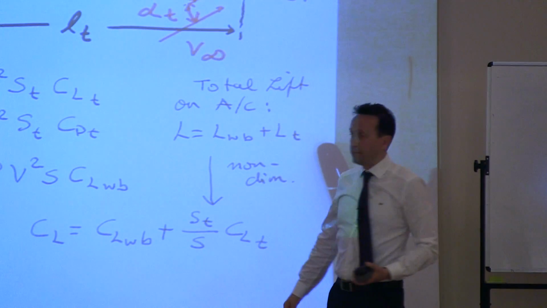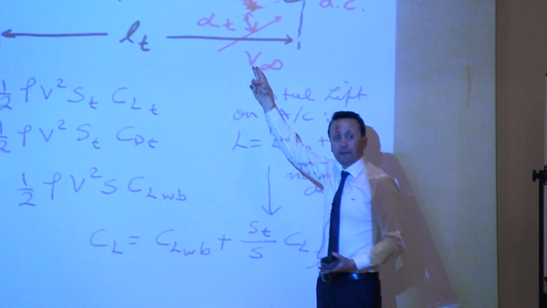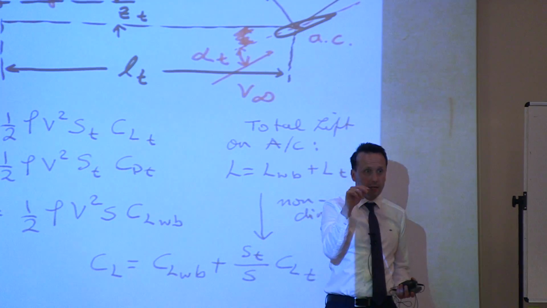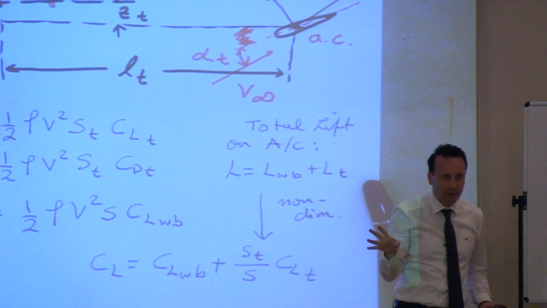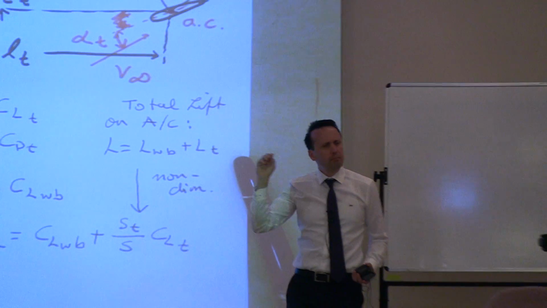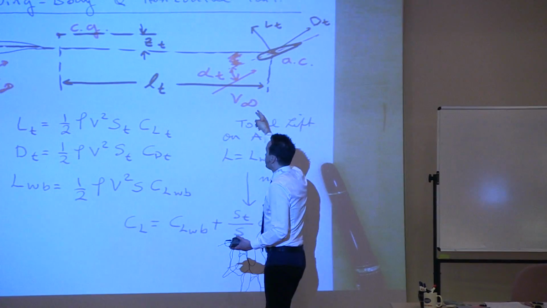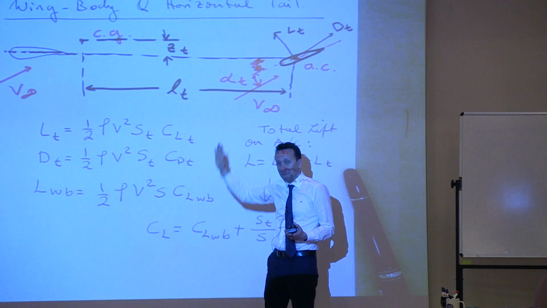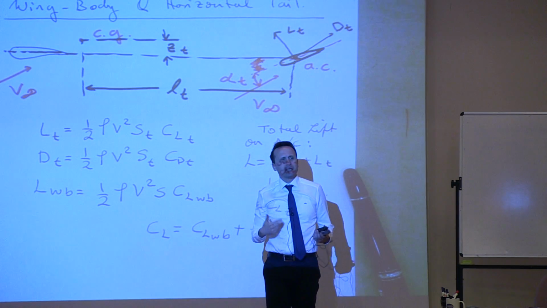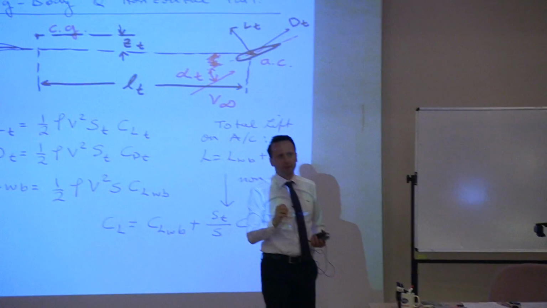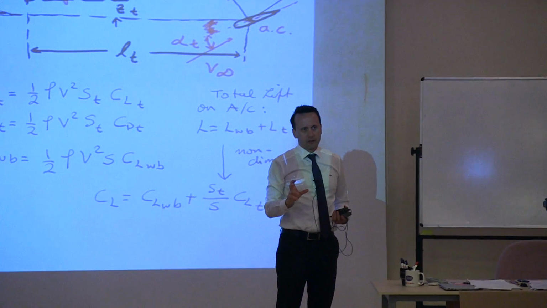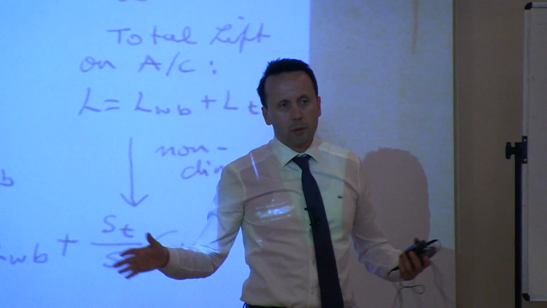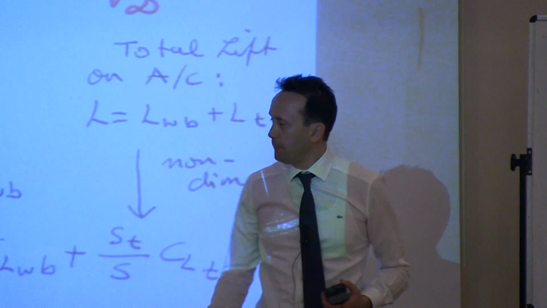If for stability, for example, this has to be a negative number, it will show up in the equations. The equations will say this has to be a negative number for stability or something. Okay? So I could have done it the opposite way. I could have done V infinity coming from the top and put lift down or something. As long as you're consistent with the directions and with your sign convention, the equations will be fine. Okay?